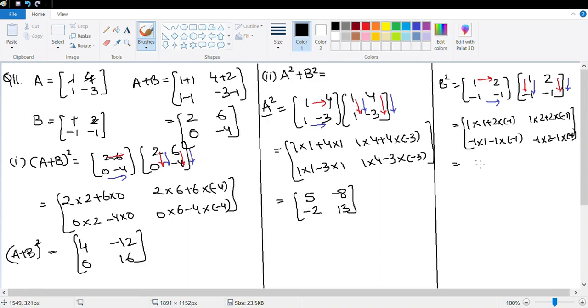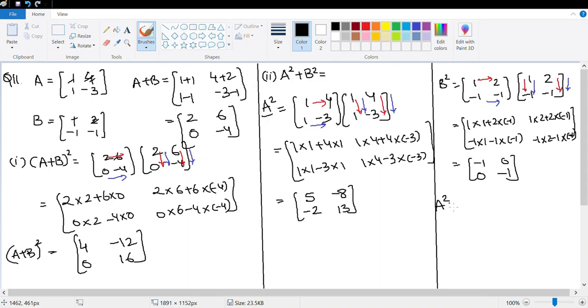So this is 1 minus 2, which is negative 1. This is 2 minus 2, which is 0. This is negative 1 plus 1, which is again 0, and this is negative 2 plus 1. Negative 2 plus 1 is negative 1. So this is B square.